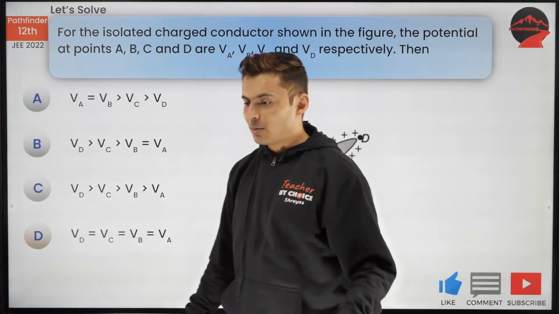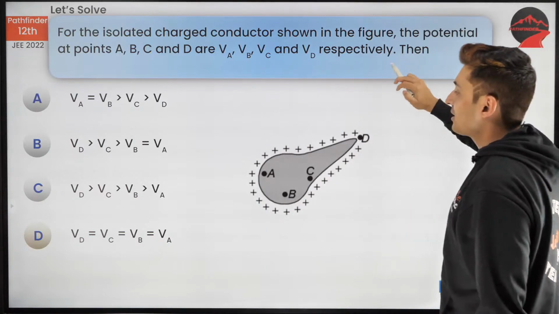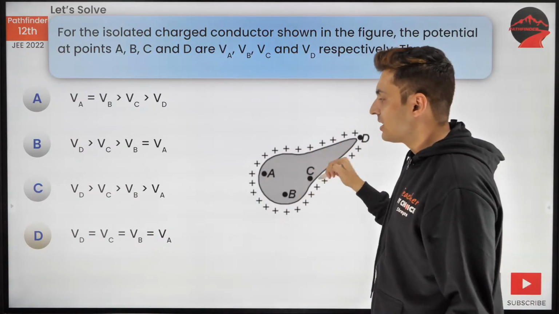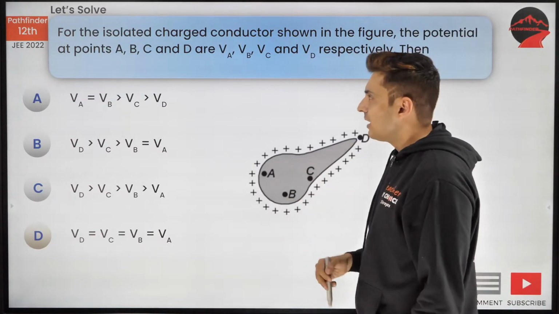Okay, let's see these problems. Yes, the least resistance path, correct. For the isolated charged conductor, which points have more potential, same potential, greater potential, less potential? Come on, think, compare. A, B, C, D are the points.